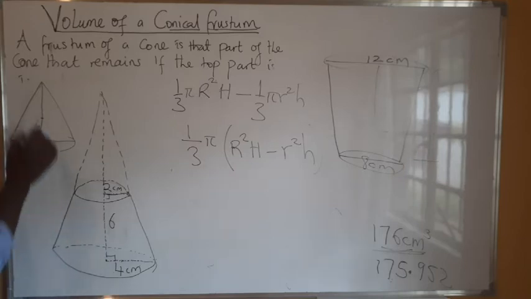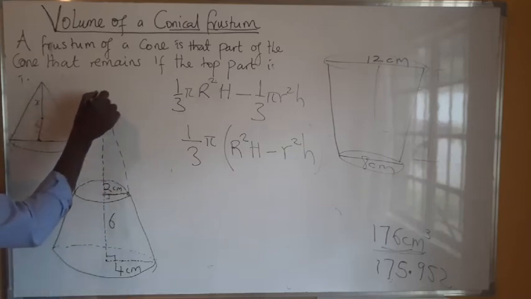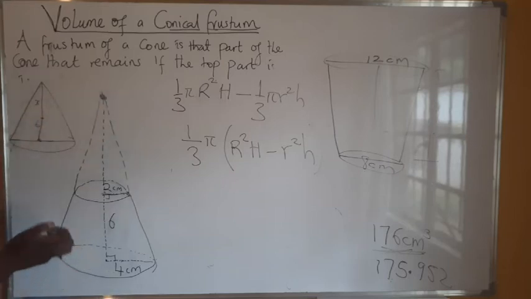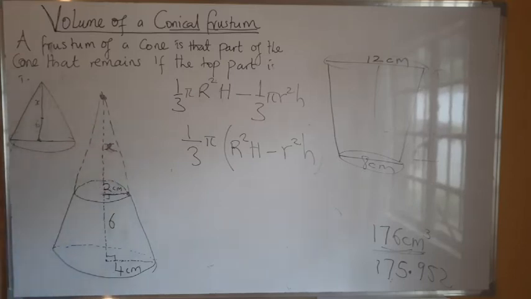Are we together? Then, this distance now from this point up to the top part here, which we do not know, we are going to give it the measurement of x. Okay? Then we go on now to find this. This is what we have. Then for the radius, we have 4 centimeters. Are we together?